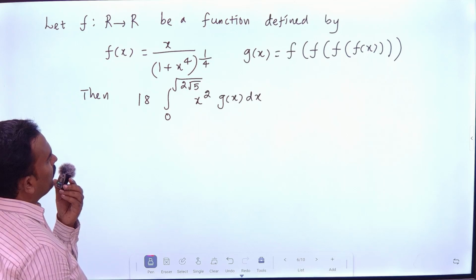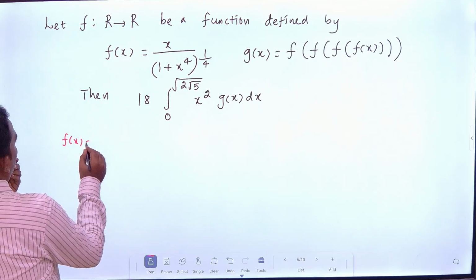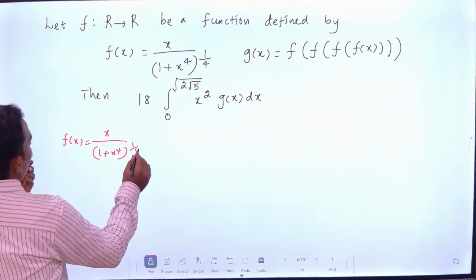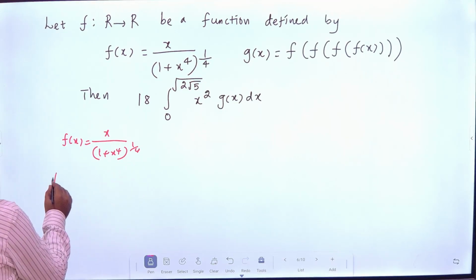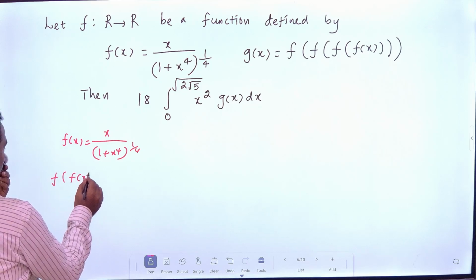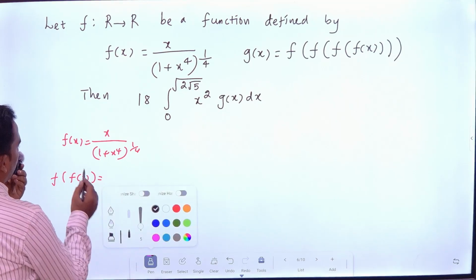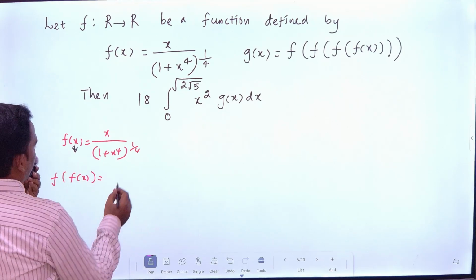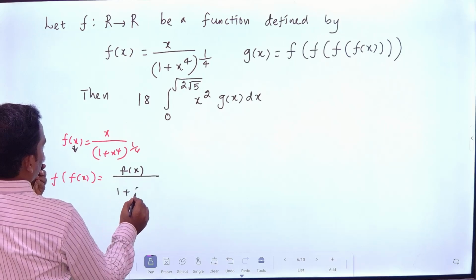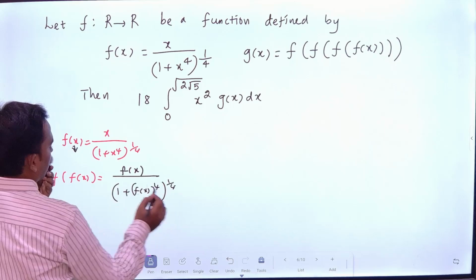What is the trick here? First, what is given to you? f of x is x divided by (1 plus x to the power 4) whole power 1 by 4. First, let us calculate for two terms. You can calculate f of f of x by just replacing x with f of x, so we get f of x divided by (1 plus f of x whole power 4) whole power 1 by 4.